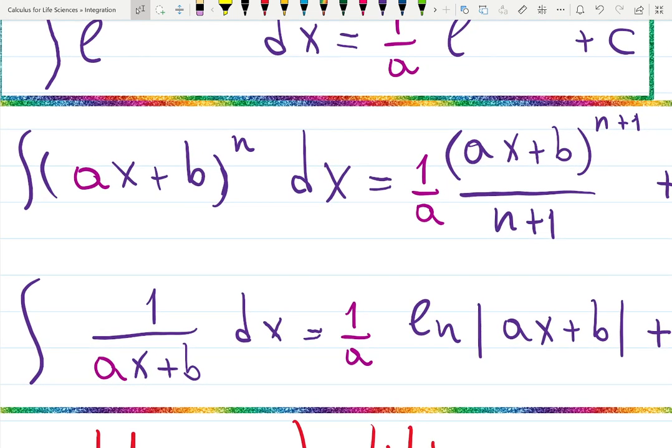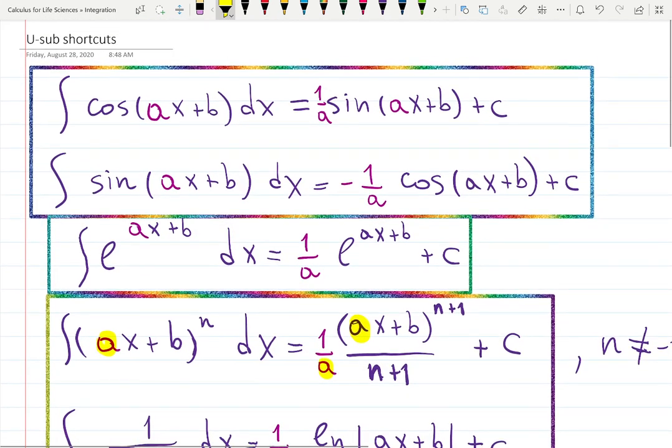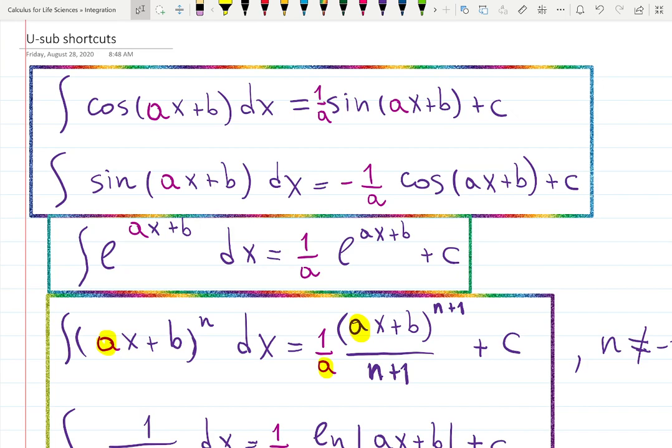Integral of (ax plus b) to the n is actually just a power rule. You raise to the n plus 1, divide by the n plus 1, and then you also divide by the leading coefficient, by a. This is why you put it in purple. This is a shortcut, which is still U-substitution at the core. It's just a shortcut of U-substitution.